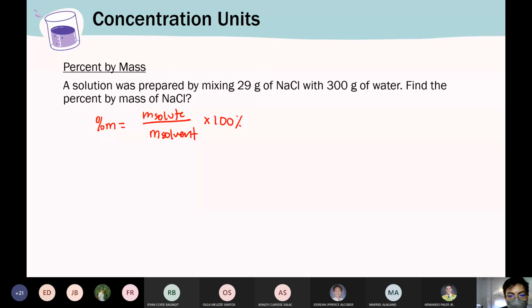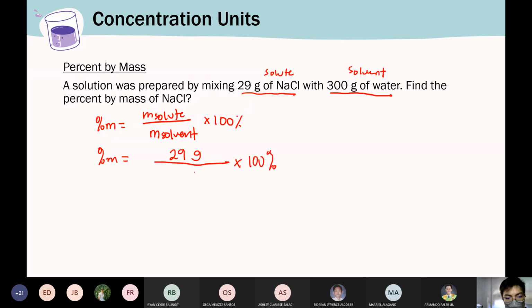So this is our solute. Ito yung solvent natin. So ano dapat nasa numerator? Ang nasa numerator is yung solute. So 29 grams. Ngayon, ano yung nasa denominator? Okay? Ano yung nasa denominator dapat na number? Sige, mag-respond kayo.